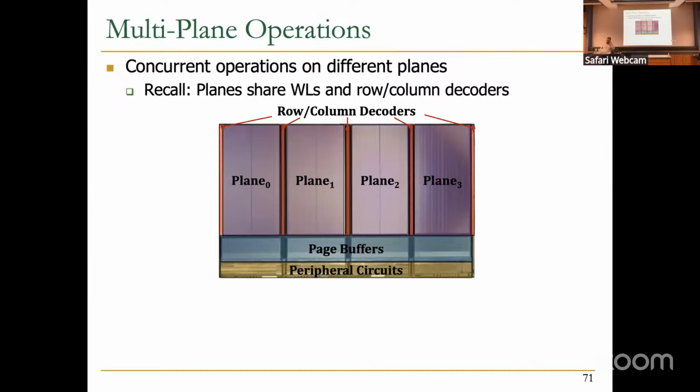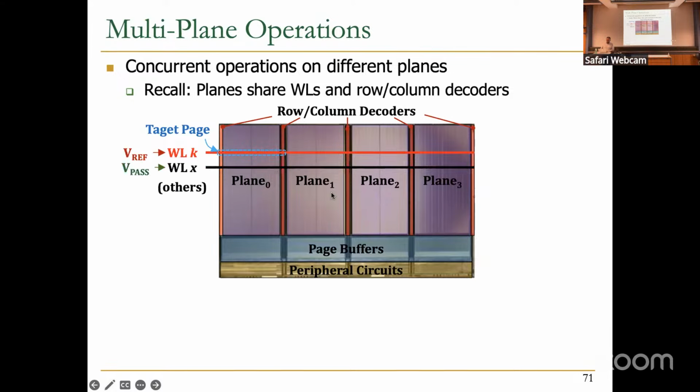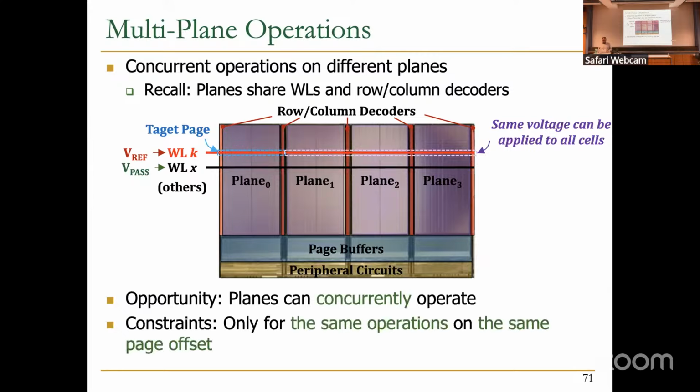Another operation is multiplane, which we also discussed in the previous slides some time ago. Essentially, planes share word lines and row and column decoders. So when you have a target page in plane 0, if you are also targeting pages in other planes, you can send multiplane operations. So you can do the sensing of several pages in parallel across different planes. That's the opportunity, but the constraint is that we can do that only for the same operations on the same page offset.